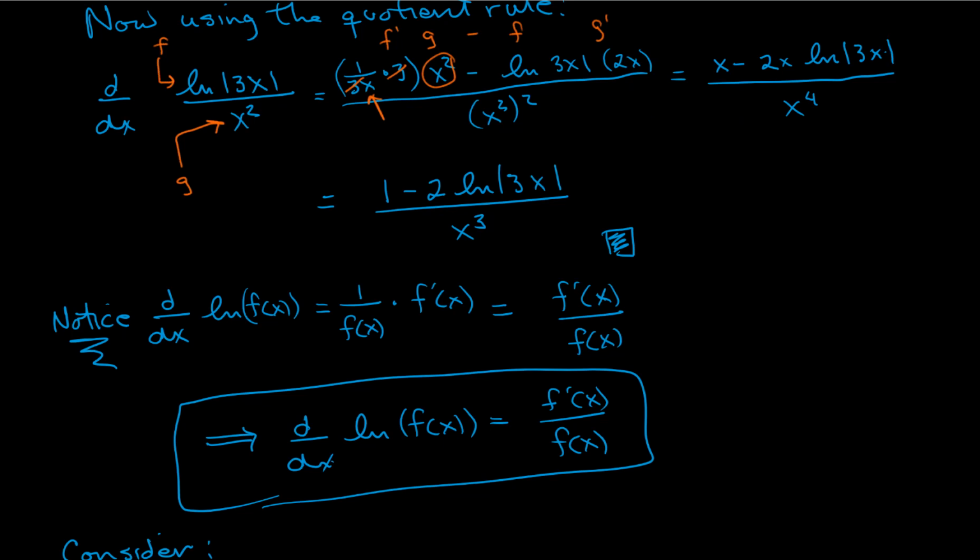In the numerator, notice both terms have a factor of x that can be brought out front. If I factor out the x, it's going to wind up being x minus 2x natural log of 3x, and it would have originally been over x to the fourth, but I can cancel an x, and it's going to give me over x cubed. So this winds up in the end being 1 minus 2 natural log absolute value of 3x over x cubed.